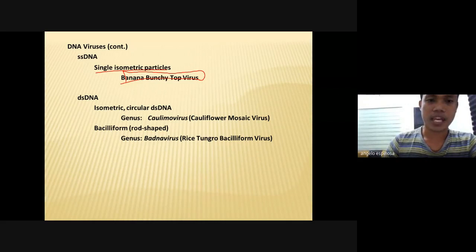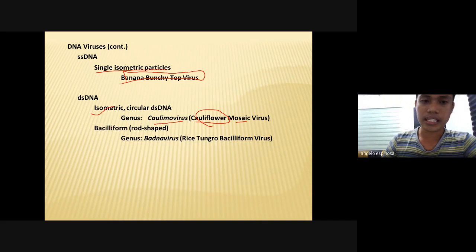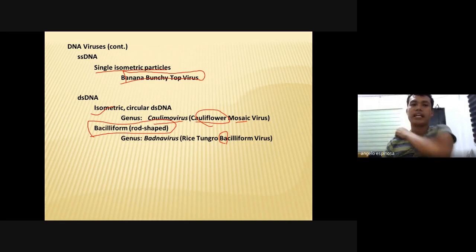Okay? And we have isometric circular DNA. We have caulimovirus. From the word cauliflower mosaic virus. It is like a bacilliform or a rod-shaped type of virus. And we have genus badnavirus, or bad meaning bacilliform, or rice tungro bacilliform virus siya. Okay, so that is the virus affected RNA and infected RNA and DNA.